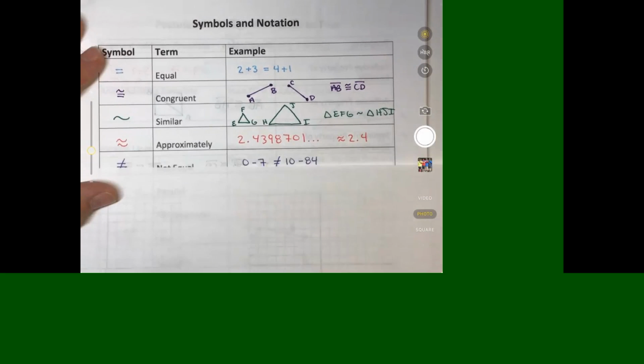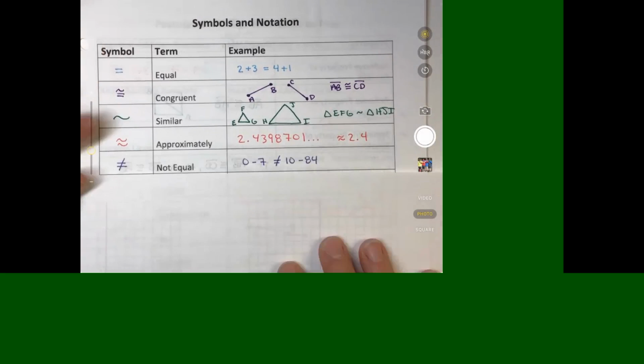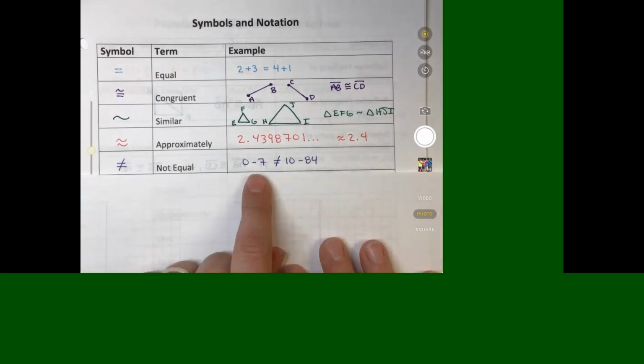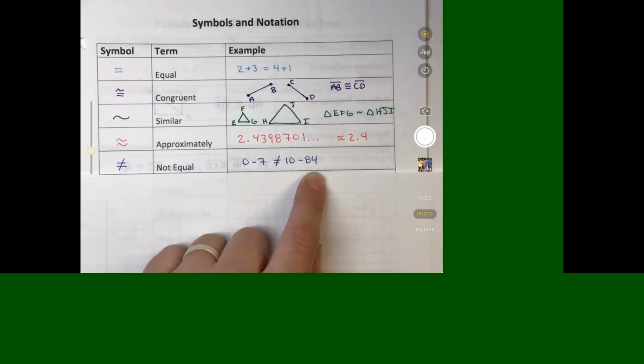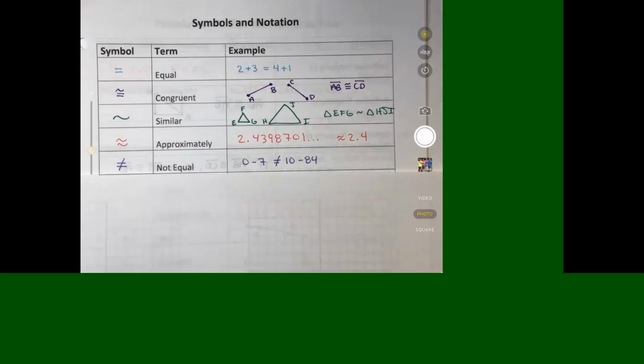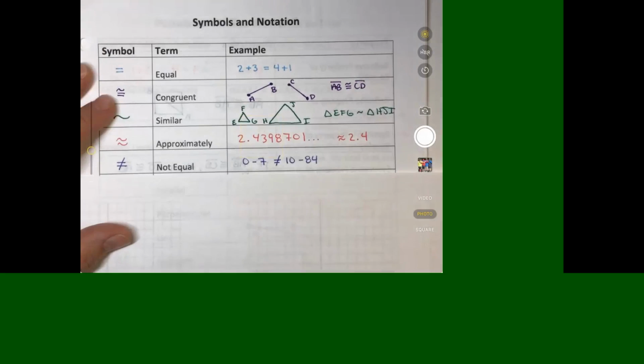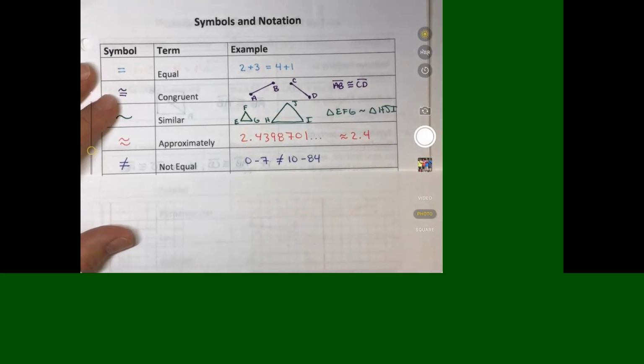Not equal to, it's an equal sign with a line in it, so it means not equal to. So 0 minus 7 is not equal to 10 minus 84. Those two are not going to be equal values. And we can use not equal for angle measures, for side lengths, anything like that.